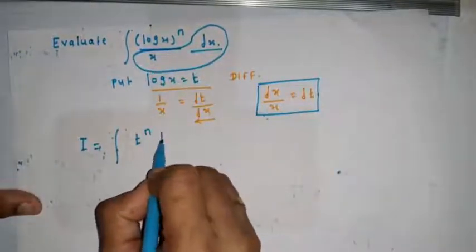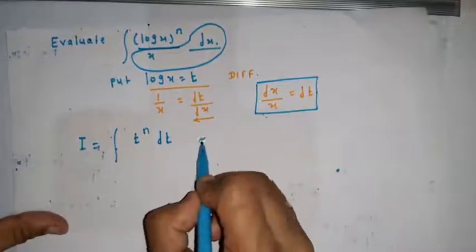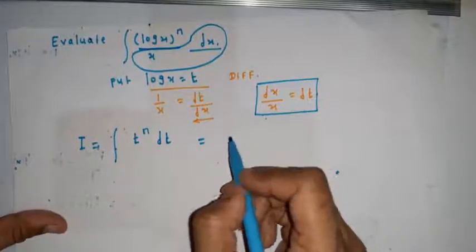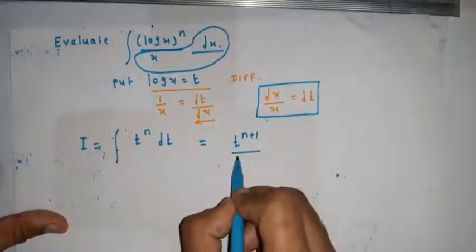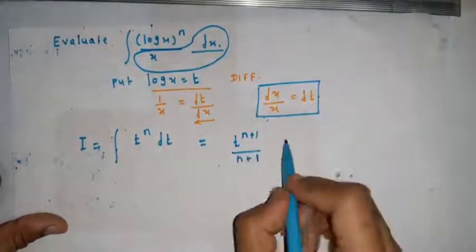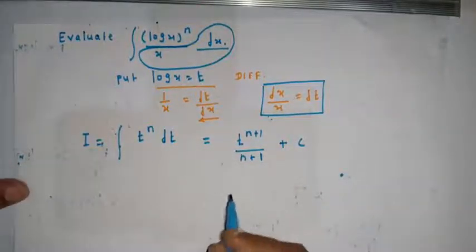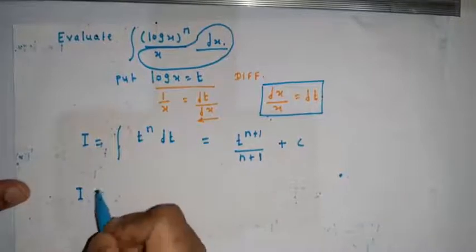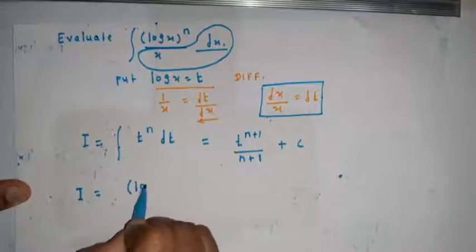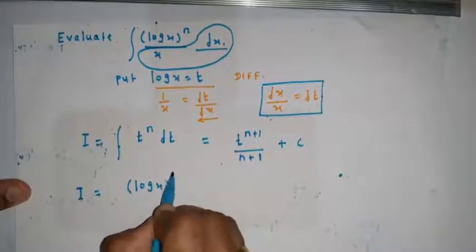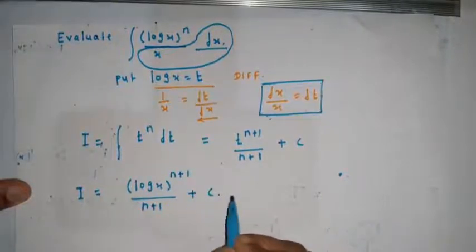And now this is very simple integration by using the x raised to n formula, that is x raised to n plus 1 upon n plus 1. Instead of x there is t. Now resubstitute the value of t, which is log of x. Hence integration I equals log of x raised to n plus 1 upon n plus 1 plus constant of integration c.